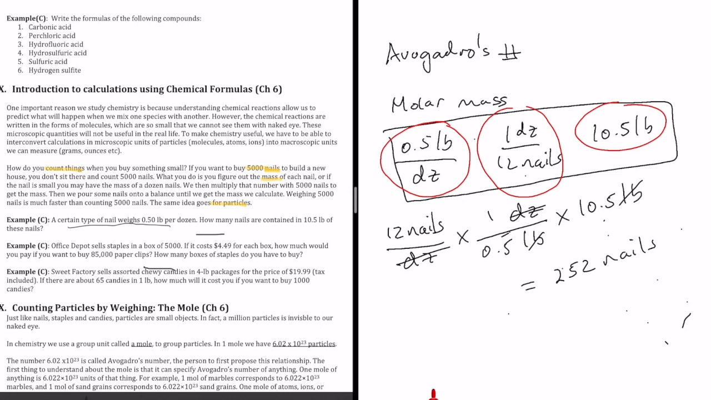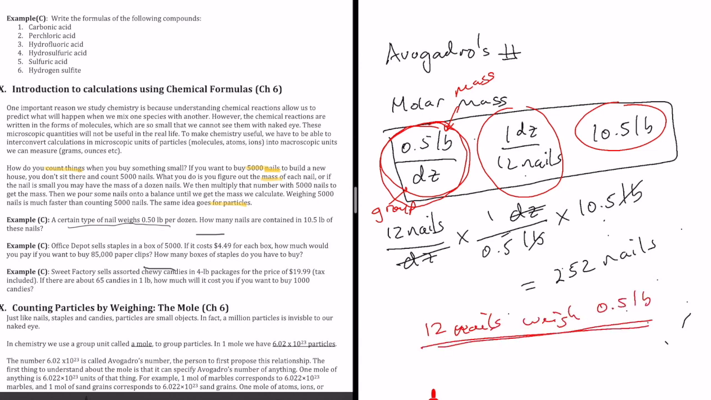All I did here was to note that in half a pound, which is mass, right? Notice that that's mass, or weight in this case, there is a dozen nails. So there's a certain group of nails that have a certain mass, and that group of nails is equal to a certain number of nails. So a dozen becomes the conversion factor between mass and number of nails.